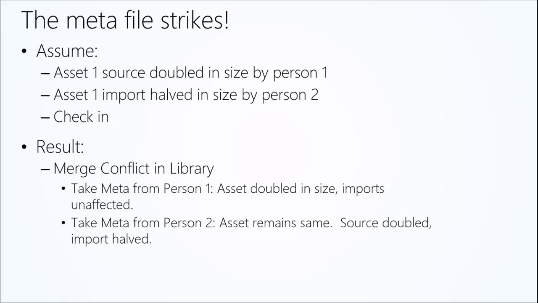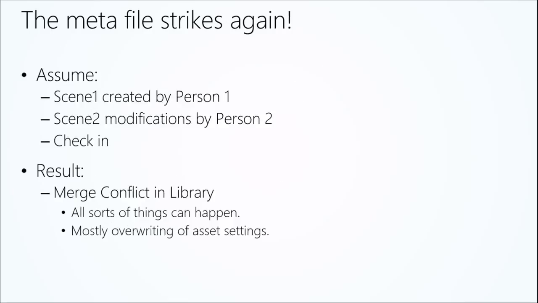Okay. So again, the meta file, I can't stress this enough. This really should be mandatory to split this guy off. Let's assume asset one, we just talked about this. Asset one, source doubled in size by person one, asset one halved in size by person two, merge conflict in library. If you take the meta file from person one, the asset is doubled in size. If you take it from person two, asset remains the same size. So, one thing to be aware of.